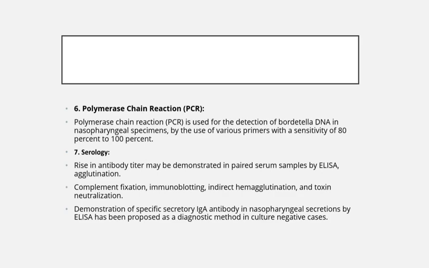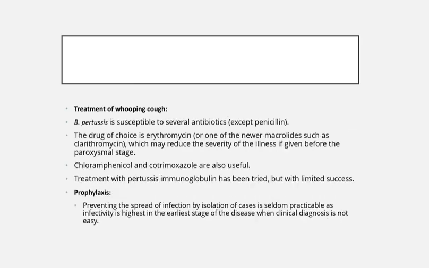A rise in antibody may be demonstrated in paired serum samples by ELISA, agglutination, complement fixation, immunoblotting, indirect hemagglutination, and toxin neutralization. Demonstration of specific secretory IgA antibody in the nasopharyngeal secretion by ELISA has been proposed as a diagnostic method in culture negative cases. Treatment: B. pertussis is susceptible to several antibiotics except penicillin.